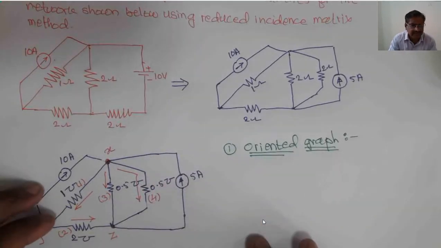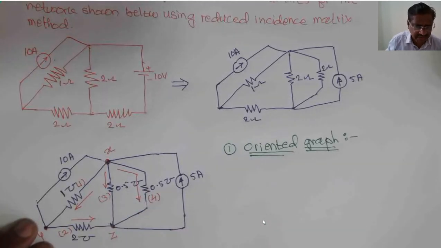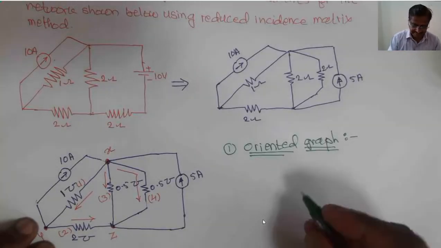There is no logic while choosing these directions of the current. You can choose any random direction for each branch. Is it right? And based on this, we will draw its graph.